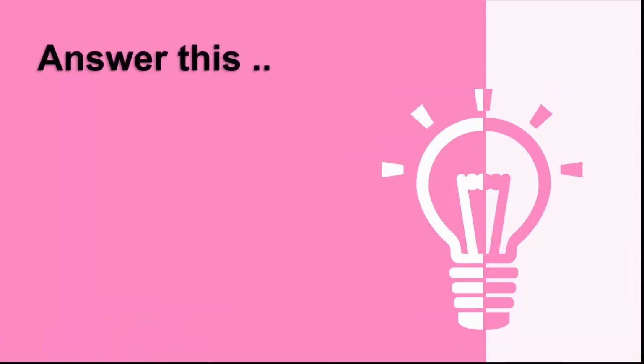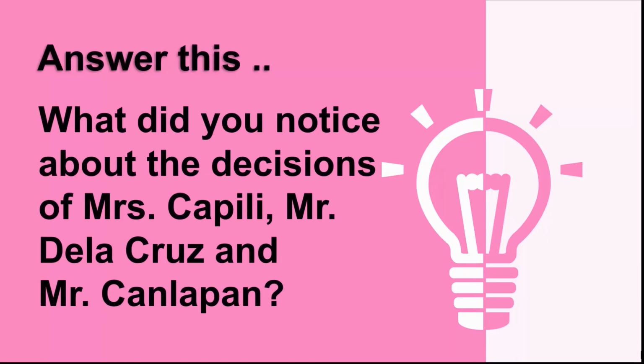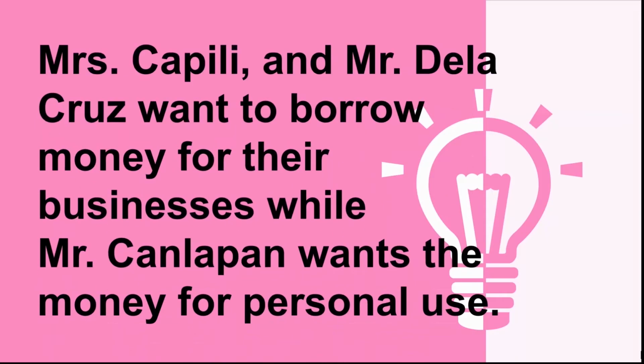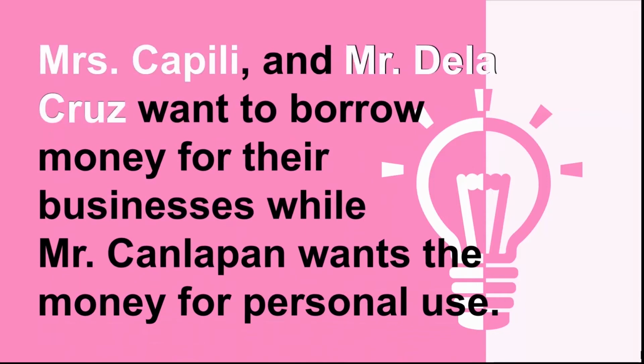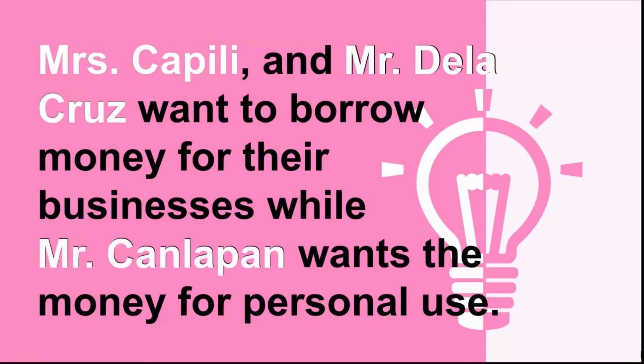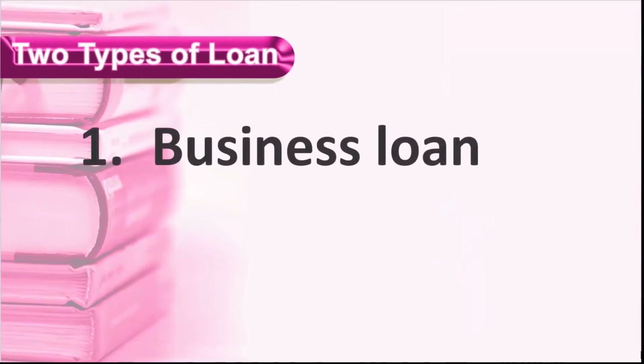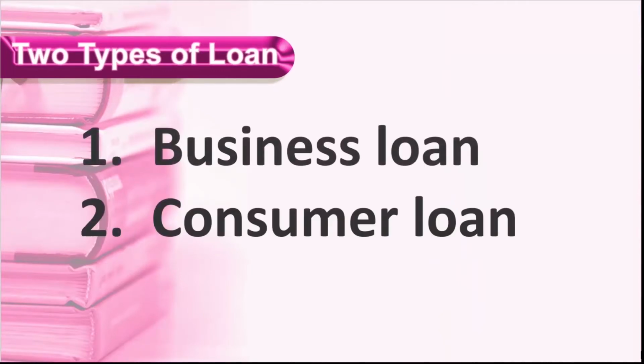What did you notice about the decisions of Mrs. Capili, Mr. De La Cruz, and Mr. Canlapan? Mrs. Capili and Mr. De La Cruz want to borrow money for their businesses, while Mr. Canlapan wants the money for personal use. There are two types of loans: business loan and consumer loan. Let us define the following terms.